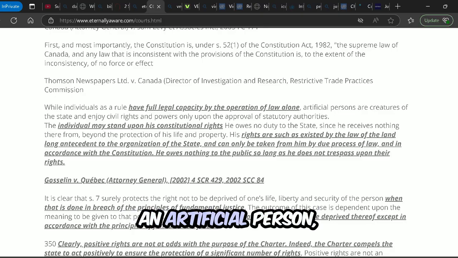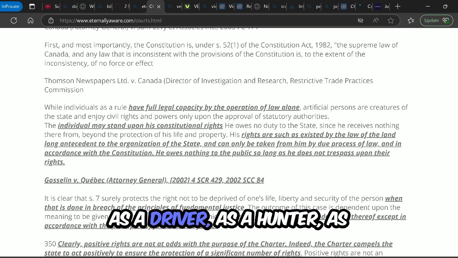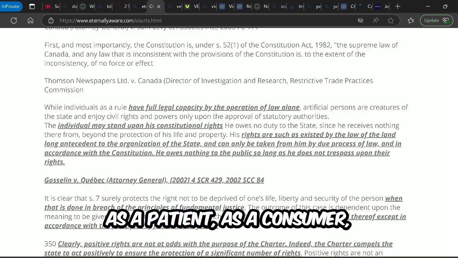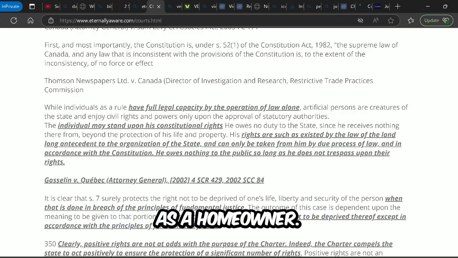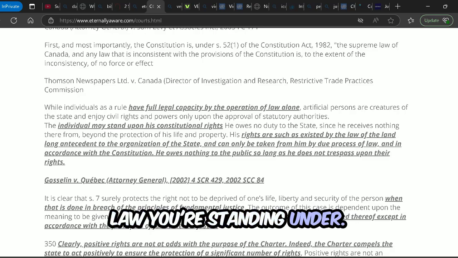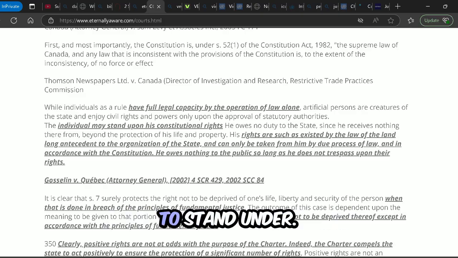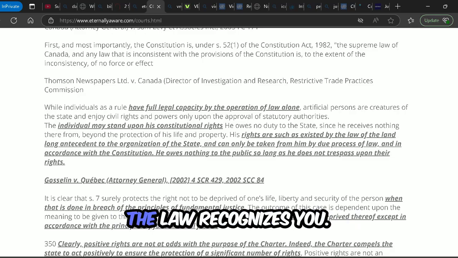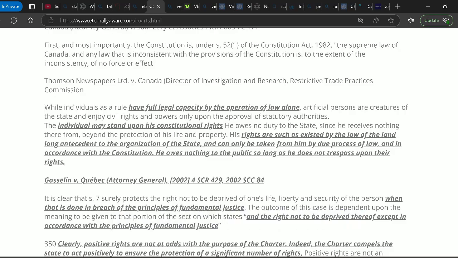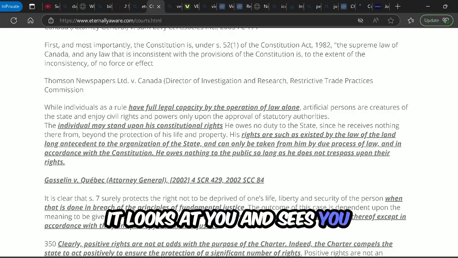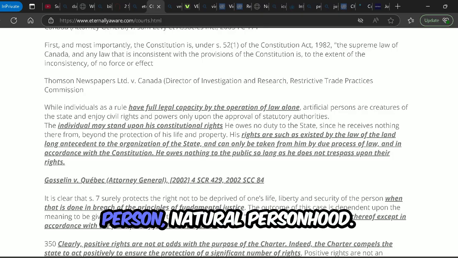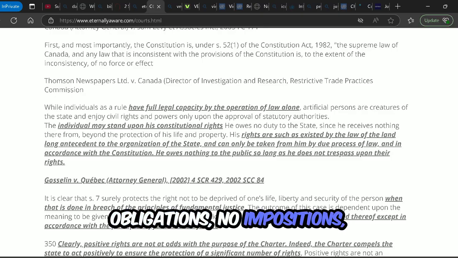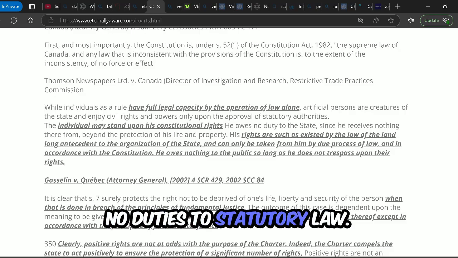You're not operating as an artificial person, as a driver, as a hunter, as a fisherman, as a student, as a patient, as a consumer, as a homeowner. That's not the recognition of law you're standing under. That's the type of person that you don't want to stand under. But when you stand under your full legal capacity, you're standing before the law. The law recognizes you. It looks at you and sees you as what they term natural person, natural personhood. And it sees you with no obligations, no impositions, no duties to statutory law.